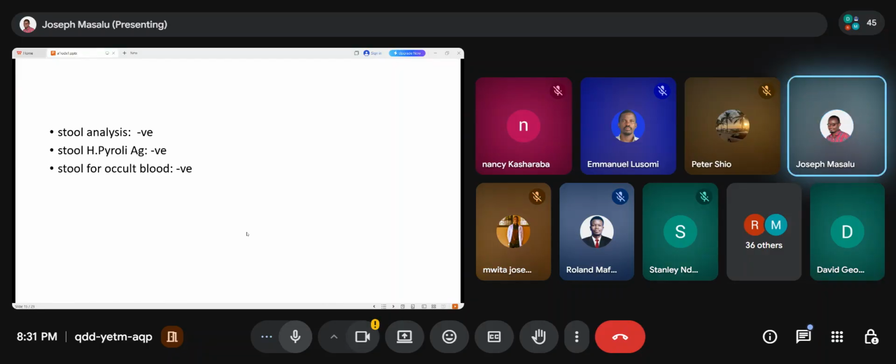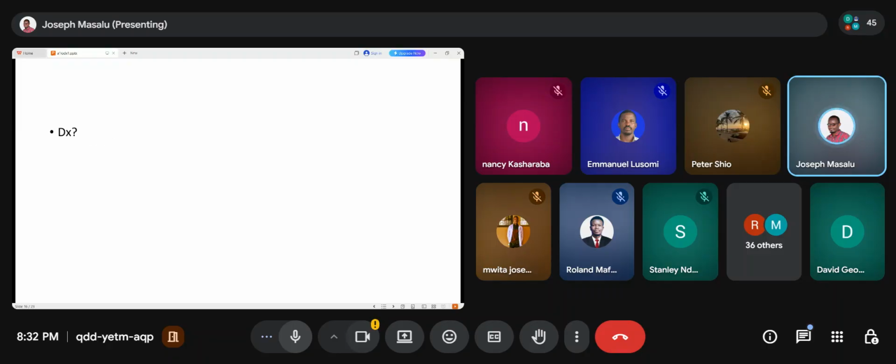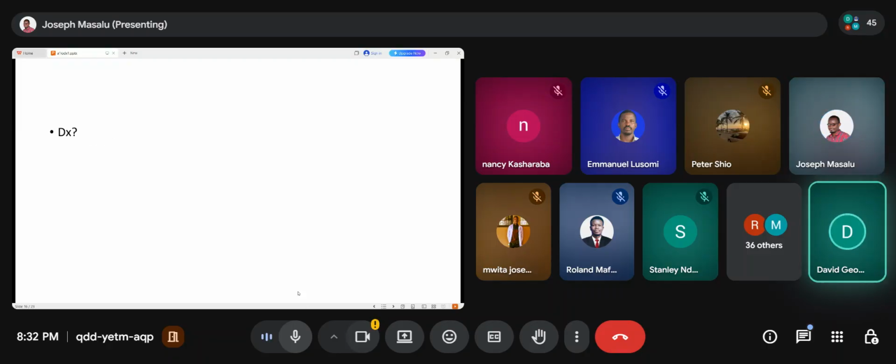So the final piece of labs, we did stool analysis, which was negative. Stool H. pylori antigen was negative, and stool for occult blood was also negative. And our case ends up here. Okay. Interesting. So let me see.